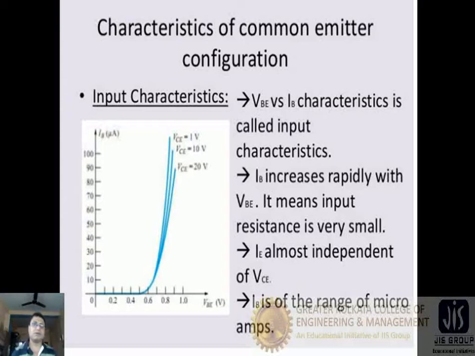That means in these input characteristics we can see a curve like the forward bias characteristics of a diode. In the common emitter configuration, the base to emitter junction is in forward bias, and we get an input characteristics curve like the forward bias characteristics of a diode. So in this way we can characterize the input characteristics of a common emitter configuration.